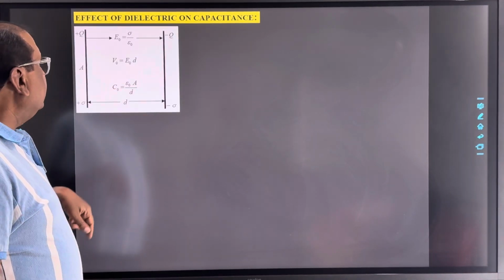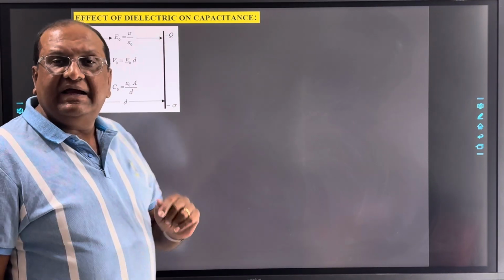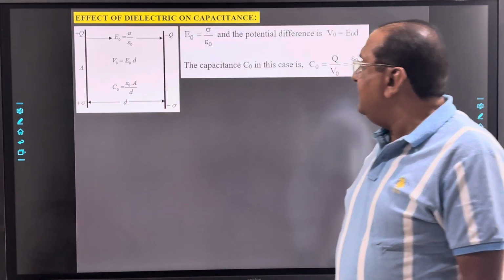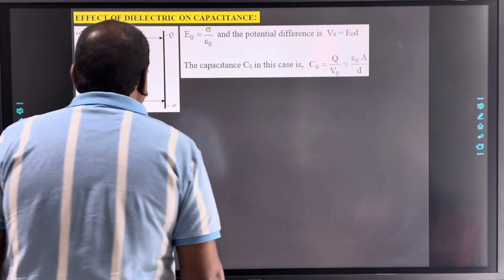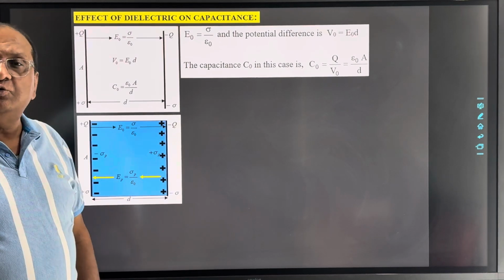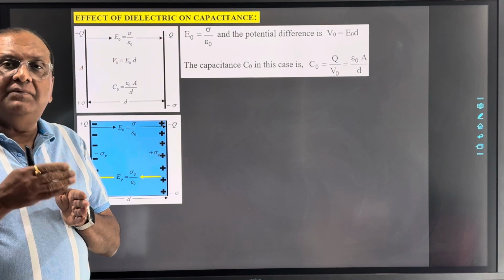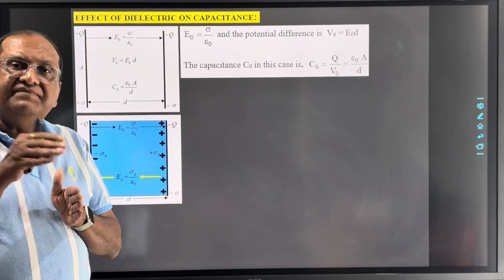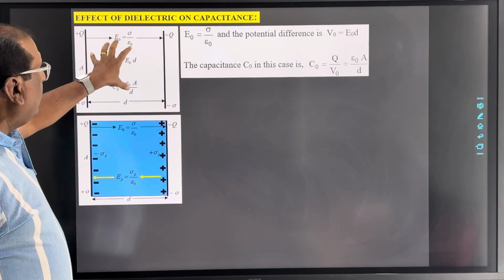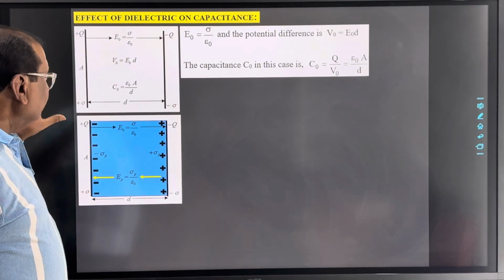Then the potential difference between these two plates, V0, is E0 into D. And the capacitance of the capacitor is epsilon 0 A by D. Now, if the dielectric substance is introduced between these two plates of the capacitor, then we know this happens due to polarization of the dielectric in the presence of an external field. Here which field is present? The electric field between the two plates of the capacitor is present.